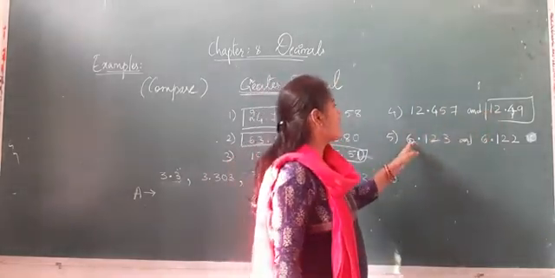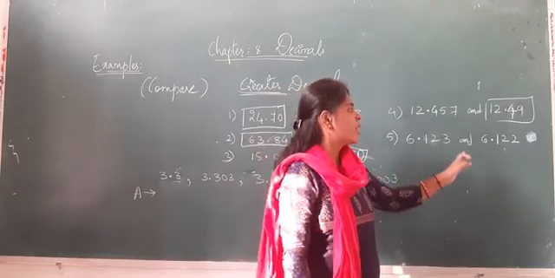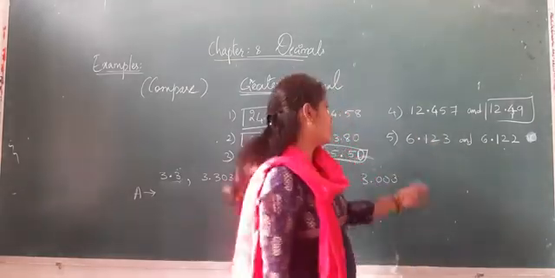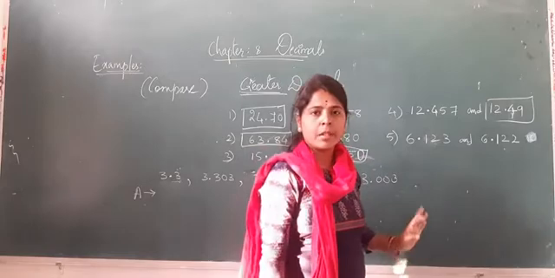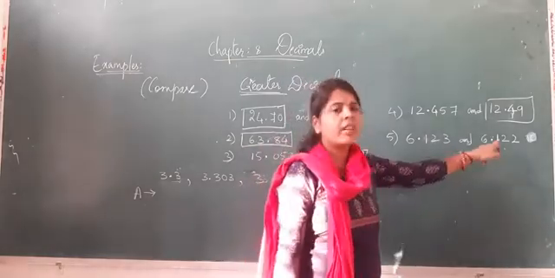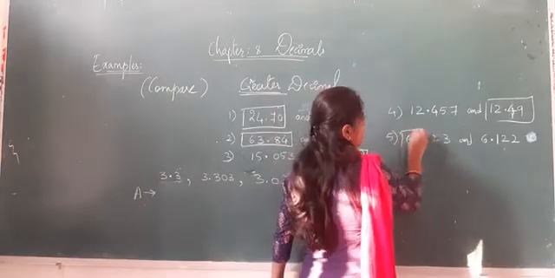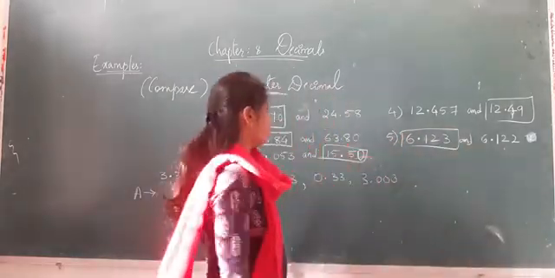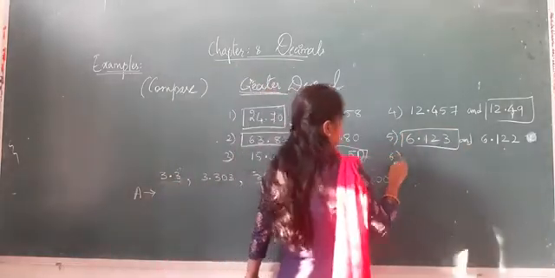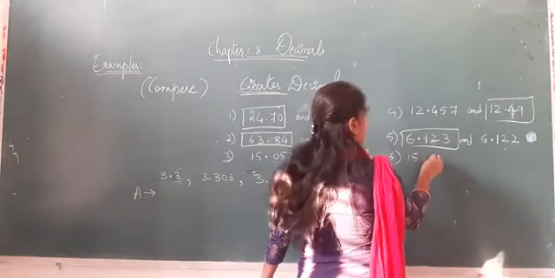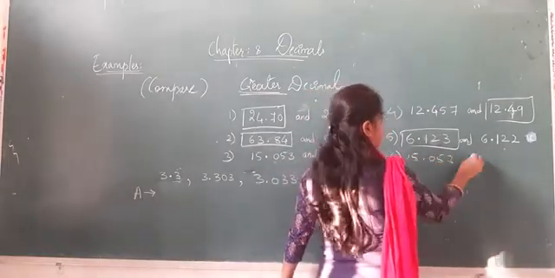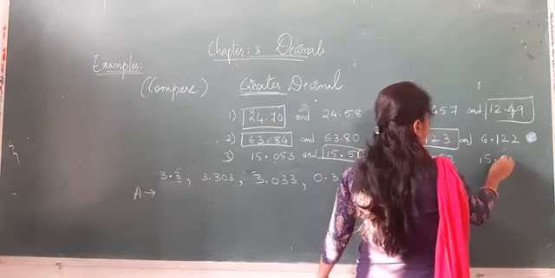Compare the next one, 6.123 and 6.122. 6.12 is the same, but here we have a 3 and there we have a 2. So which is greater? 3 is greater. So this is greater here. Okay. If it is given 15.053, no? Here again 15.063.